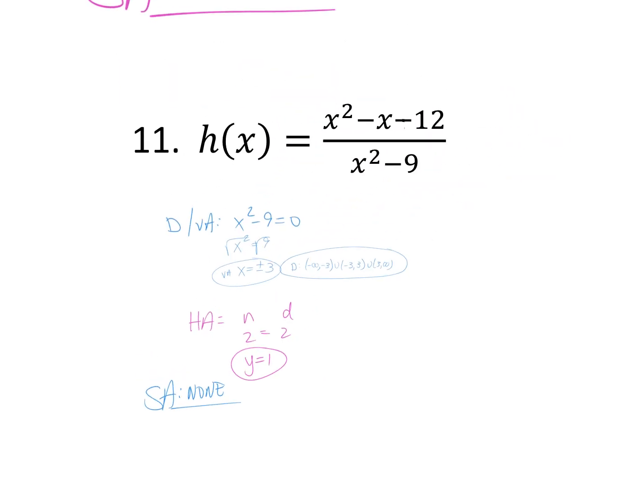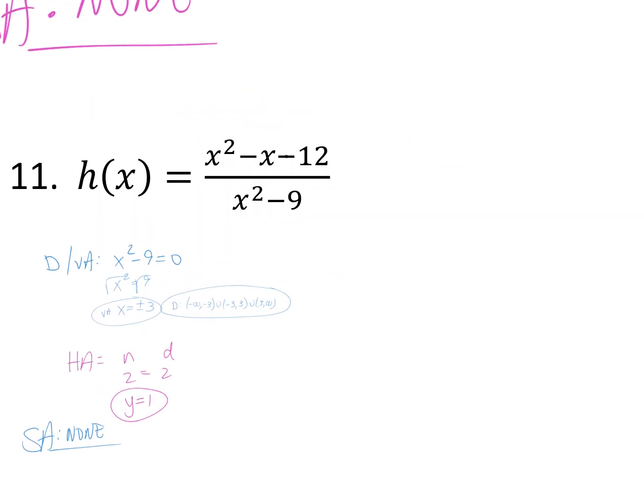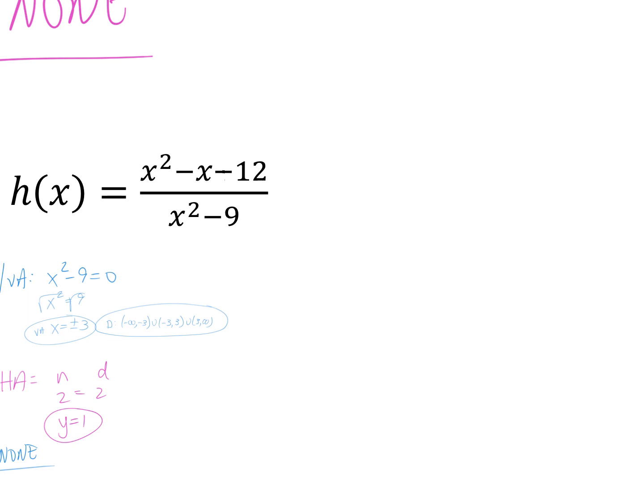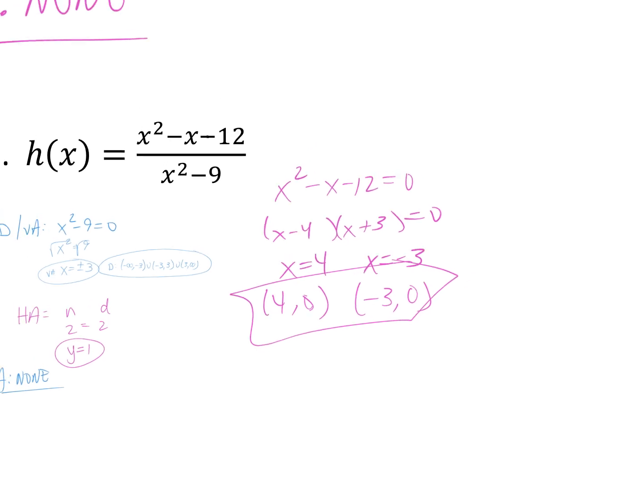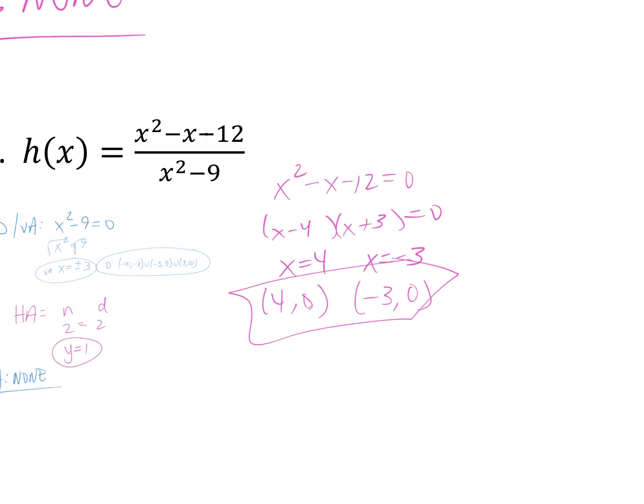All right, intercepts. How do I find intercepts? Numerator equal to 0. So x squared minus x minus 12 equals 0. Factor this. I have x minus 4, x plus 3. So x equals 4 and x equals -3. How do I write those as intercepts? (4, 0) and (-3, 0). Have to have them as ordered pairs. I'm going to say that 19,000 times. You guys are still going to forget.